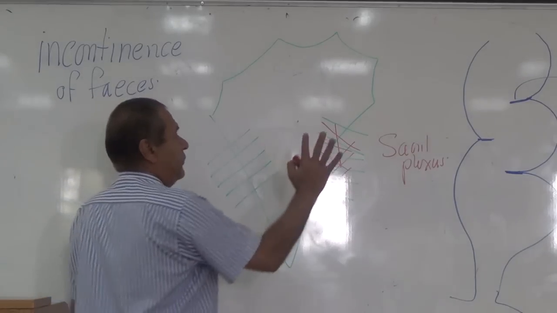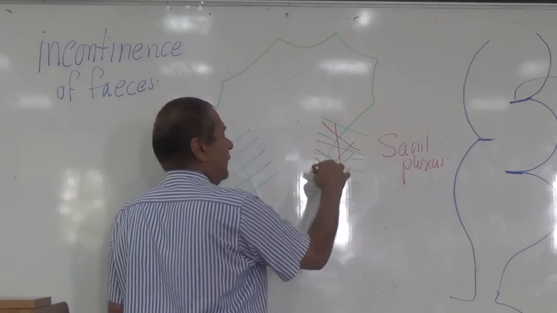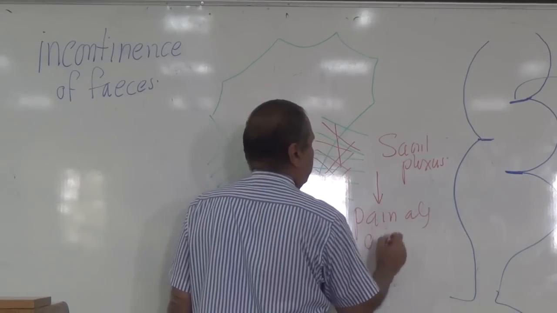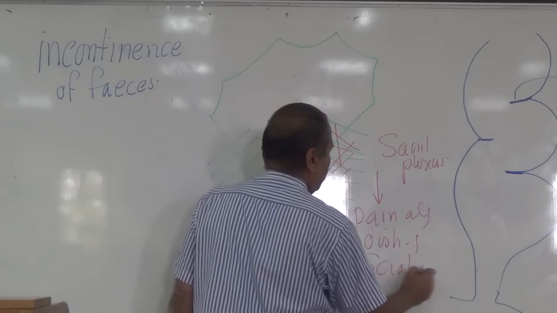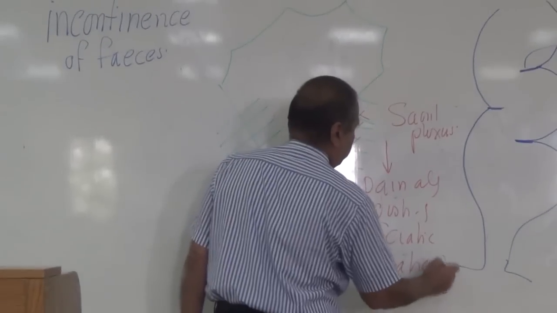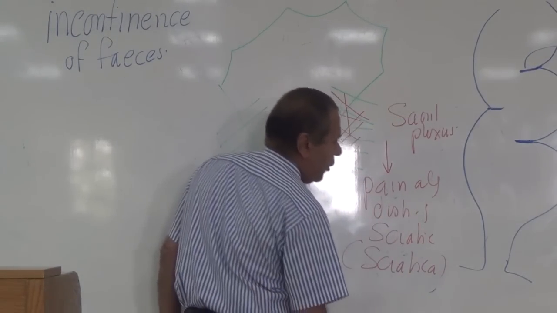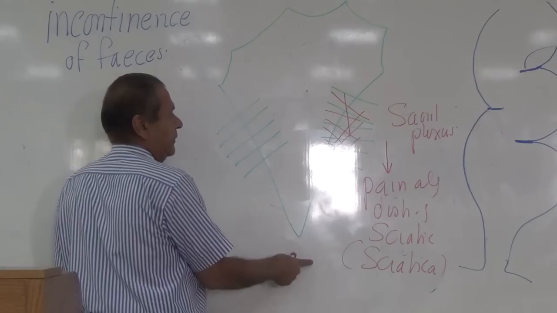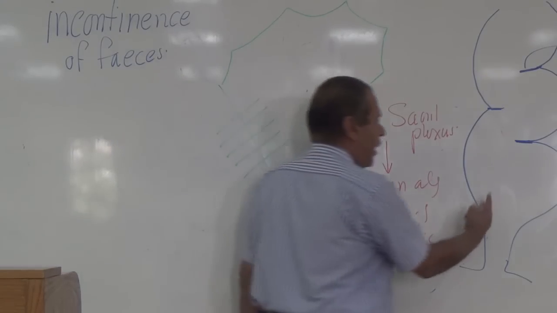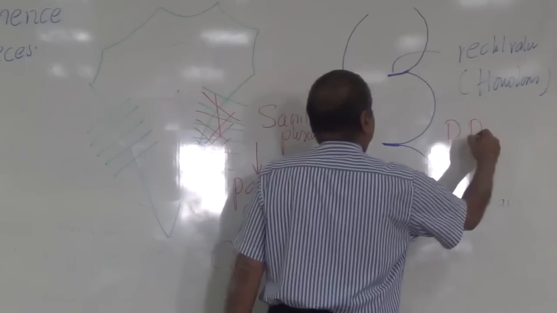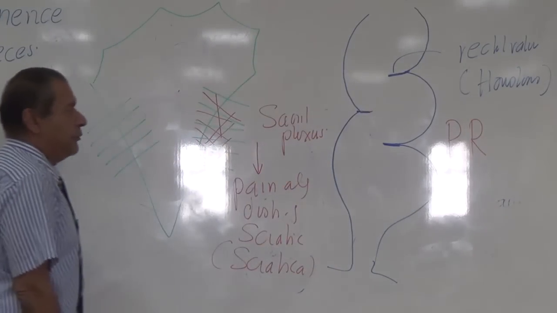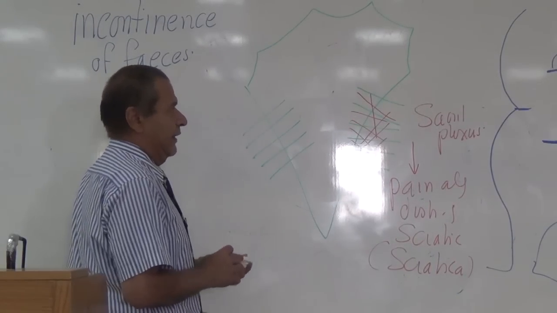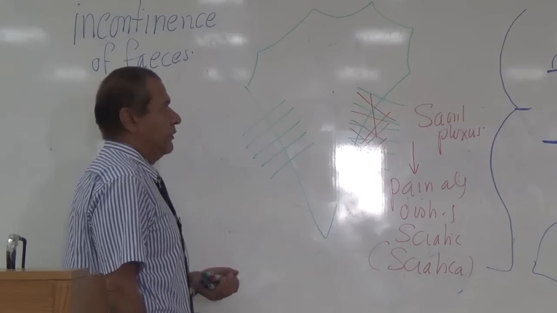This is why, if there is a carcinoma of the rectum, this carcinoma can invade the sacral plexus, leading to pain along the distribution of the sciatic nerve, what's called sciatica, along the back of the thigh, the back of the leg, and the foot. So in any case of sciatica, you should do a PR examination, per rectal examination, to examine the rectum for a possibility of carcinoma. Carcinoma can be one of the causes of sciatica, or pain along the sciatic nerve.